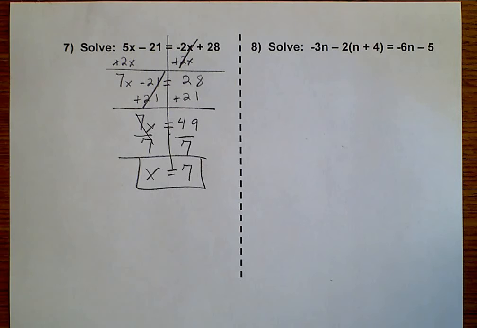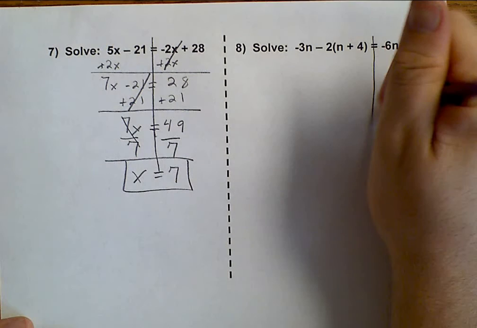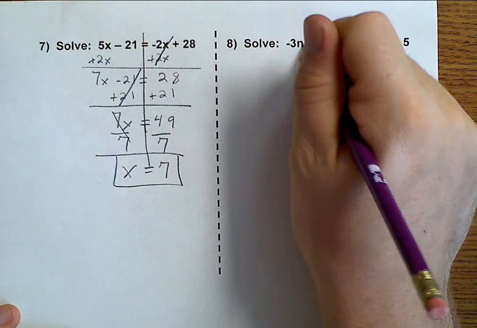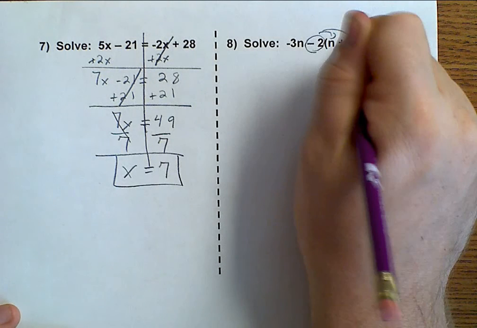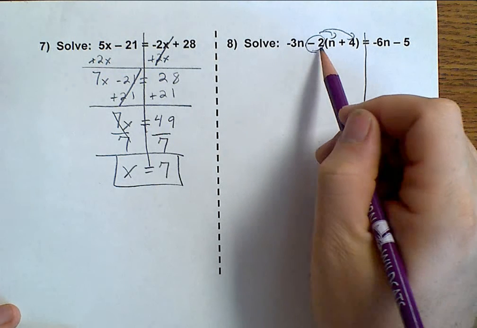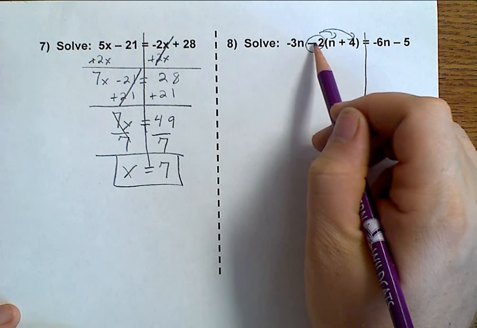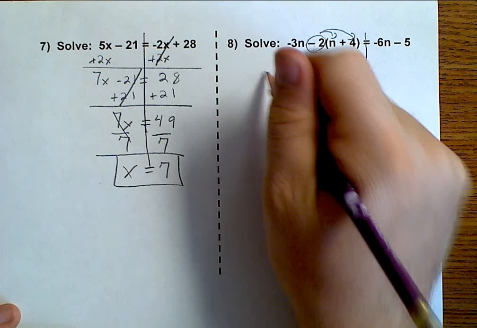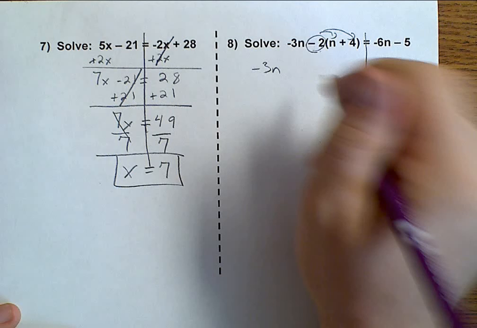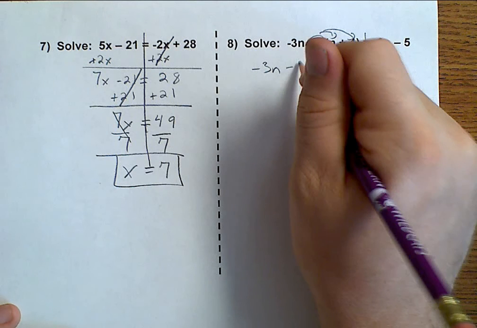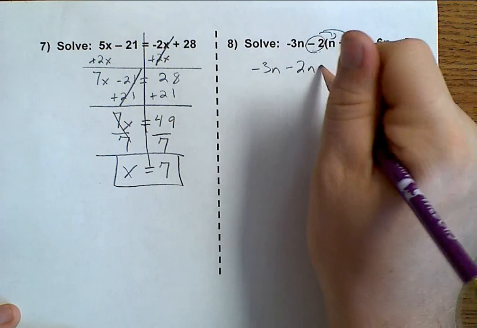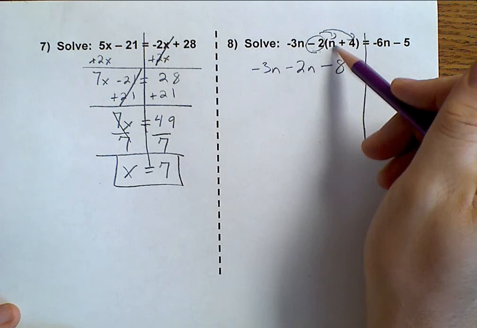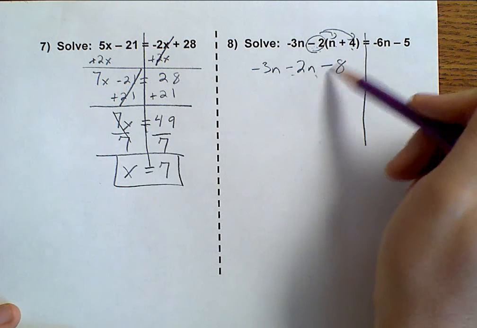And now for the last example we have, this is definitely a multi-step problem. The first thing we need to do is distribute. Notice I included the sign in front of this number because that's important. I need to distribute a negative 2, not just 2. Well, the negative 3n, nothing happened to it, so I just rewrite it. Negative 2 times n is a negative 2n, and negative 2 times 4 is a negative 8.